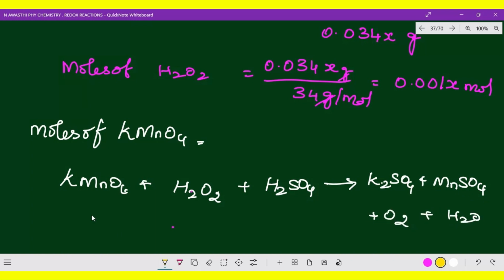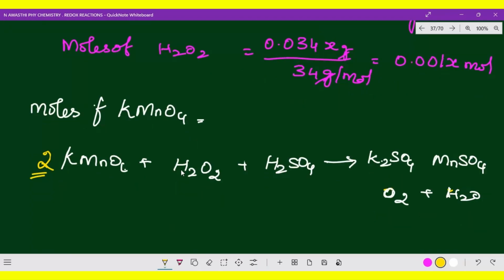Now let us balance that equation. Here there are 2 potassium, so we can put 2 over here. Hydrogen peroxide and H2SO4, with K2SO4 and MnSO4 available. While balancing, we get 2 KMnO4, 5 H2O2 and 3 H2SO4, giving K2SO4 plus 2 MnSO4 and 5 O2 and 8 H2O.